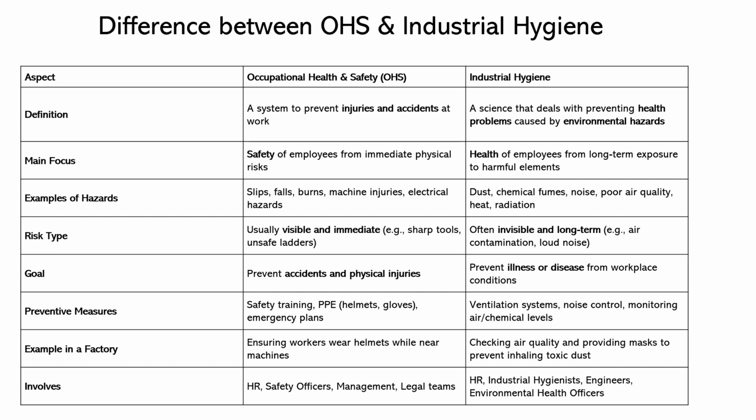Industrial hygiene means if a harmful chemical fume is coming from that machine, you have to check the air quality and you have to check the exhaust fans, and masks should be provided in such cases. Okay, so that is the basic difference between OHS and industrial hygiene.